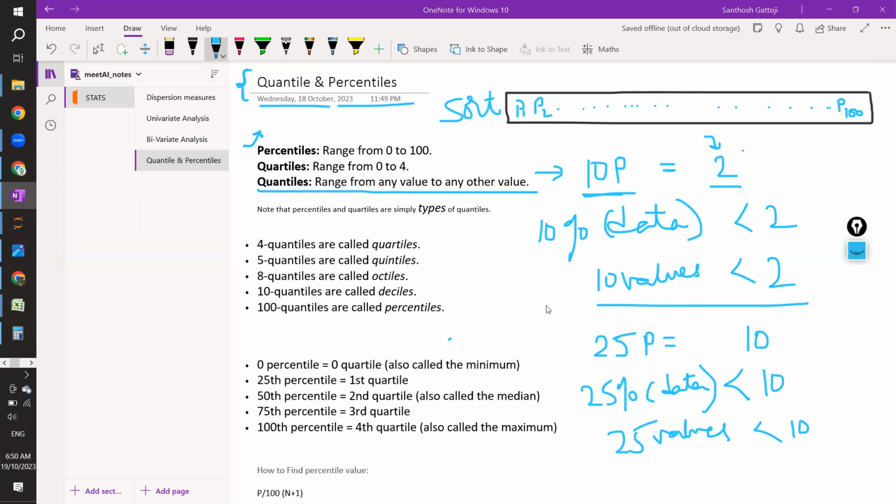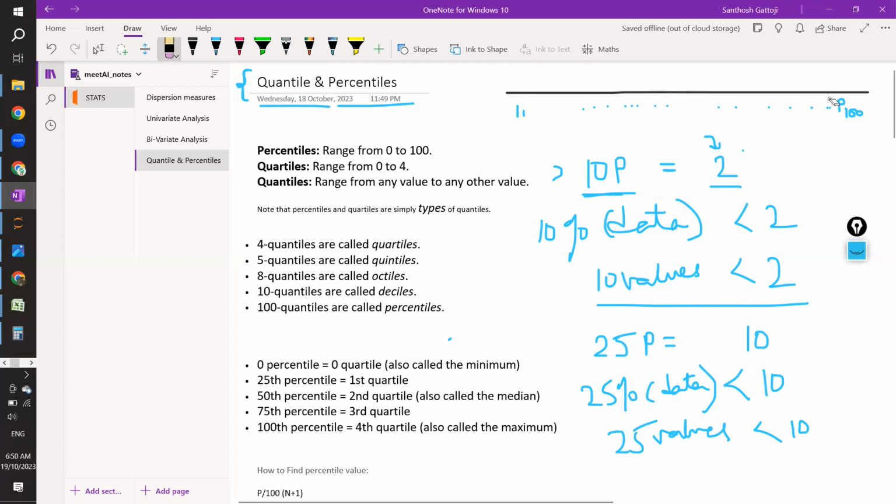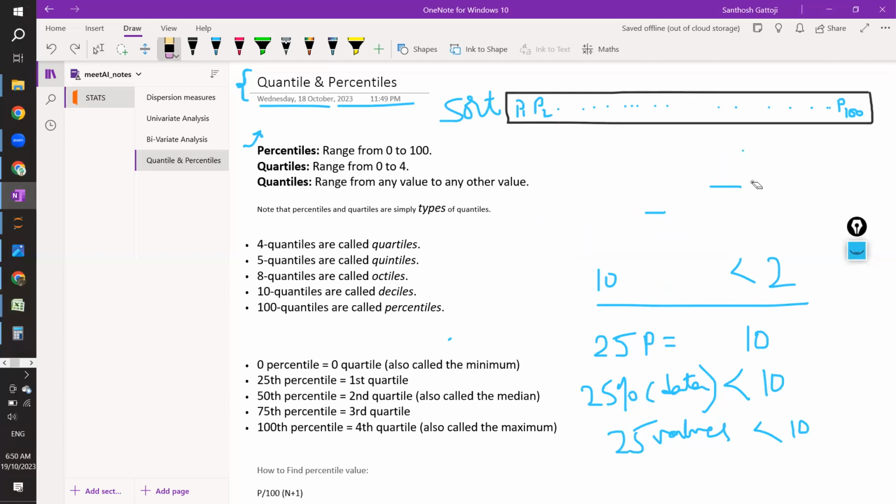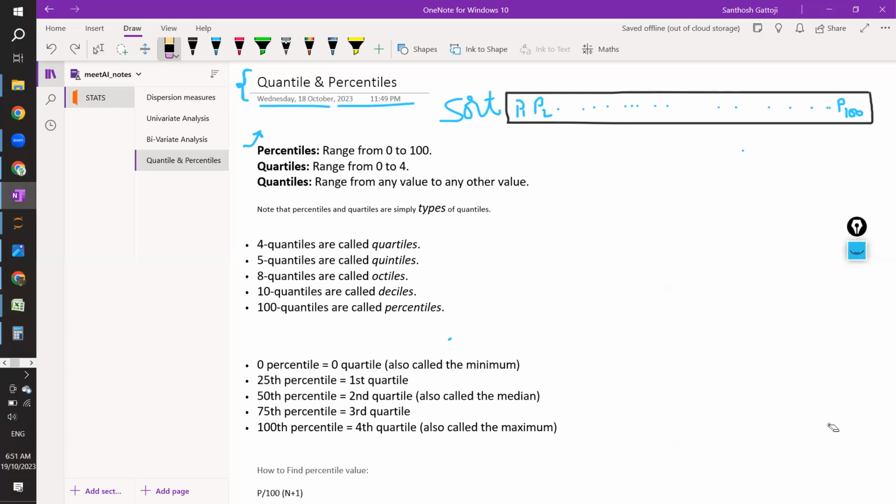Now that is regarding the percentile, guys. So now coming to different concepts over here. First thing is percentile. As I said, it will range from 0 to 100, guys. That means you can have P1, which means percentile 1, percentile 2, percentile 3, like that till percentile 100. That means 1 percentage, 2 percentage, 3 percentage, like that up to 100 percentage.